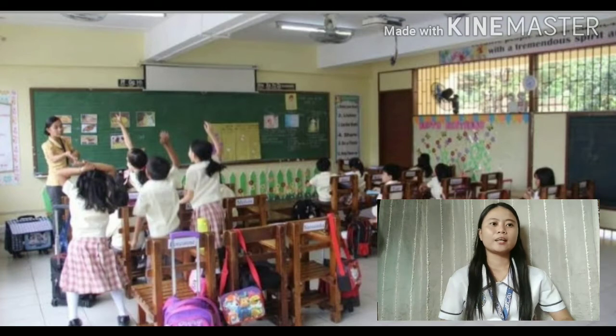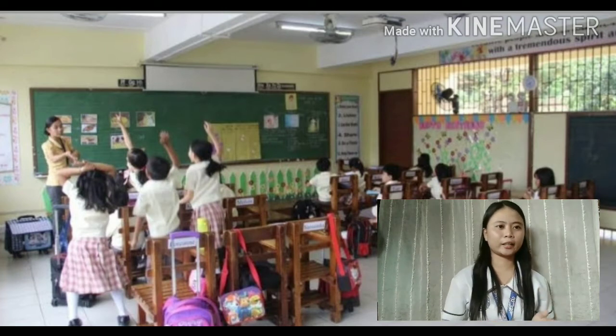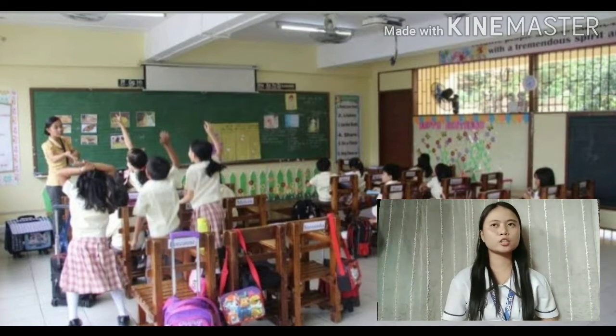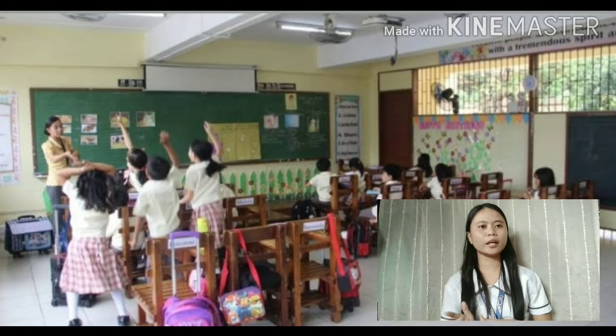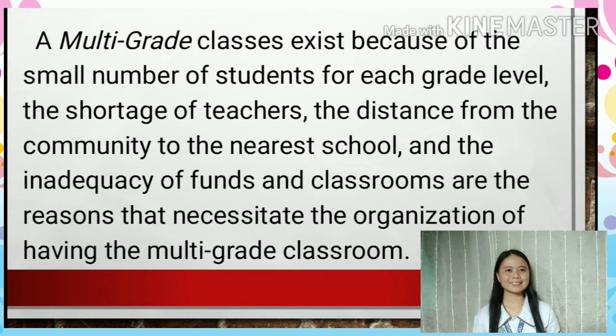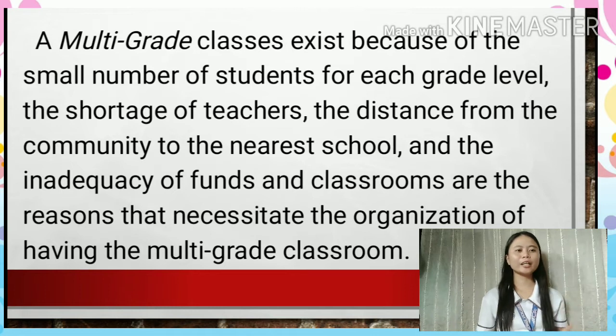Like for instance, the teacher will teach first in grade 1, and after that, the teacher will give activities to the students to work on, and then the teacher will go to the grade 2 level to teach, and vice versa. Multi-grade classes exist because of the small number of students for each grade level. For example, in grade 1 there are only 15 students, while in grade 2 there are only 12 students. So some schools do multi-grade classes.